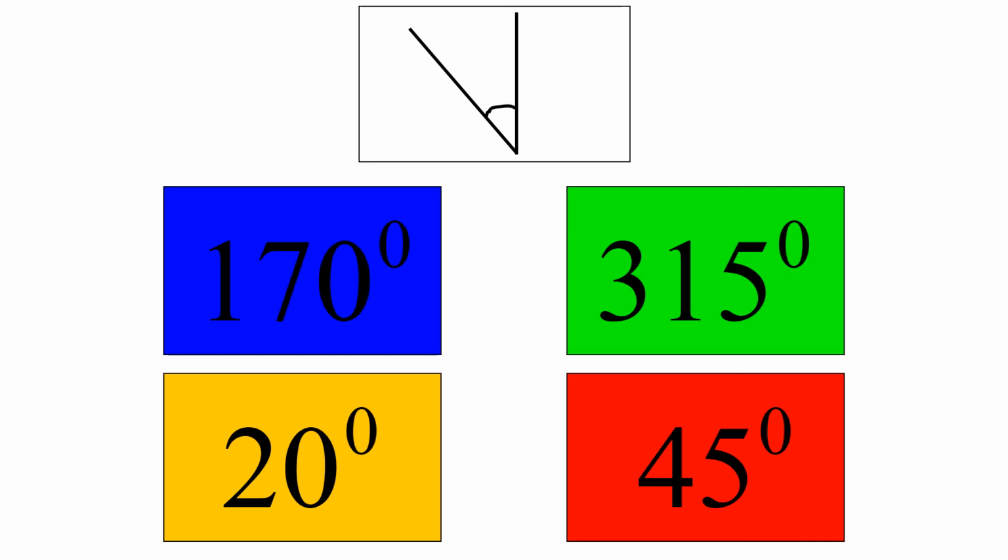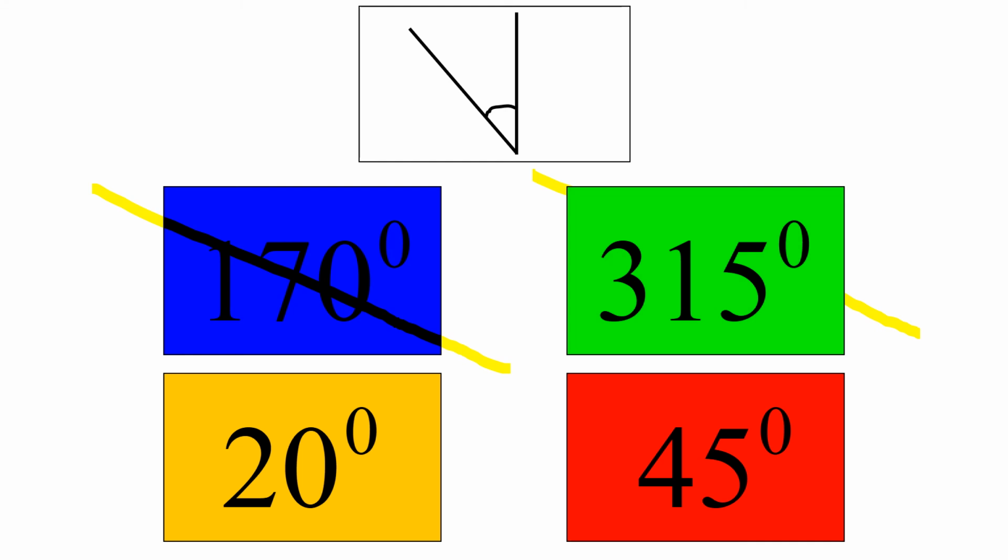What size angle is this? Now, I know we can't measure it and we haven't done anything about measuring it, but can you estimate based off what you know what you think it is? So let's work it through. Pause it, guess it, and then we'll work it through. So it can't be this one and it can't be this one because 170 degrees, that is obtuse and this is not an obtuse. 315, that would mean it's reflex and this is not reflex.